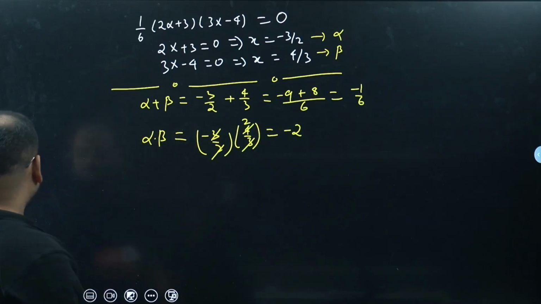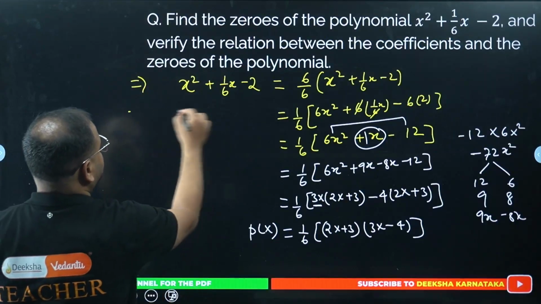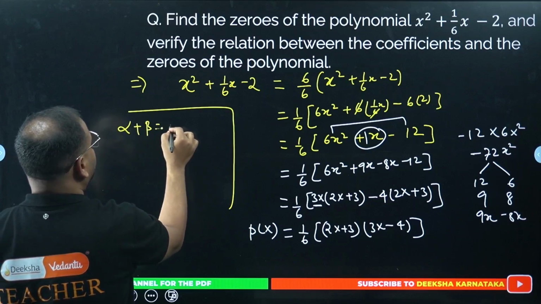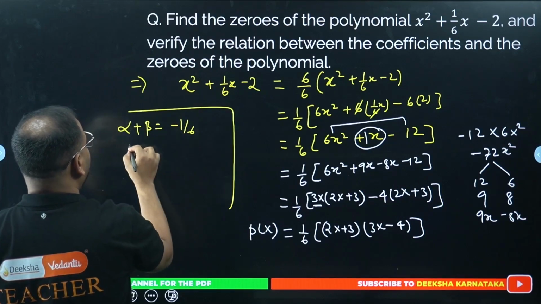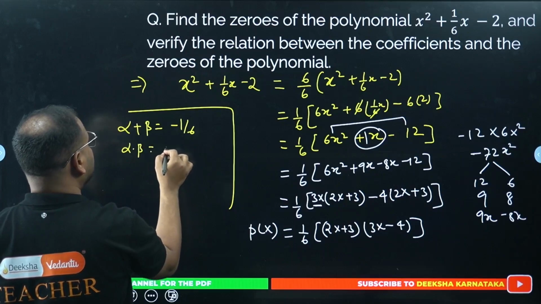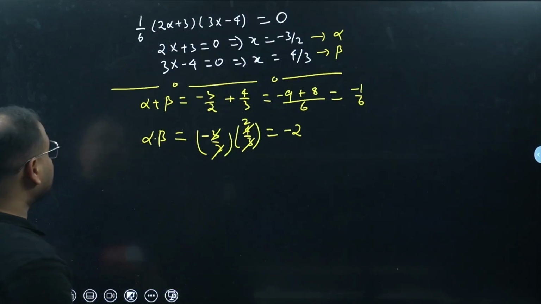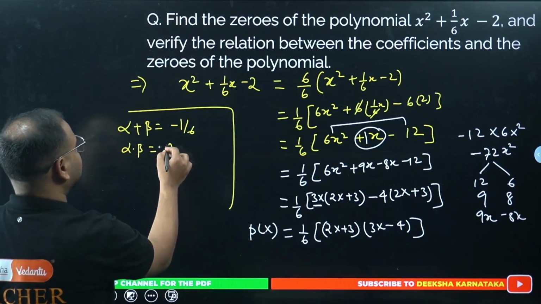Let's go back. I'll write it here. Alpha plus beta was coming as minus 1 by 6 and alpha into beta was coming as minus 2. Check here. Minus 1 by 6 and minus 2. Sir, don't make mistakes. It is minus 2.